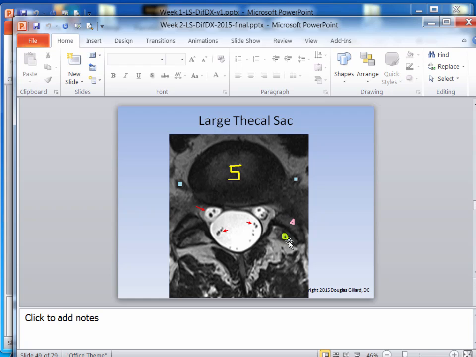I'm not going to ask you that. Facet joint is right here. Okay, what are these things? These are the exiting L5 nerve roots, or you could call them the dorsal root ganglia of L5.